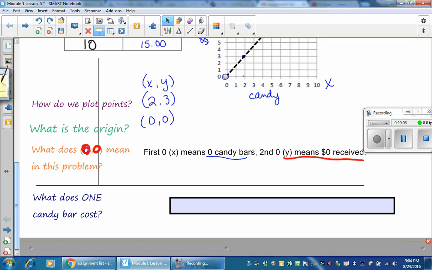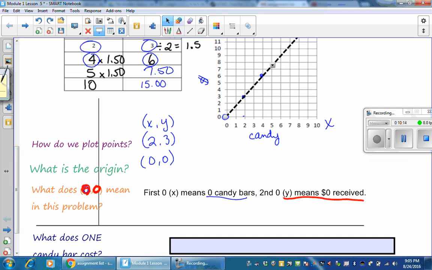The last question on this page, what does one candy bar cost? Well, you can look at the graph for that, and let's see where the X and the Y intersect. So we have one candy bar right here. So if you follow that up to the money, there's the $1.50 right here that one candy bar costs. And remember, that would be the unit rate. One candy bar costs $1.50.